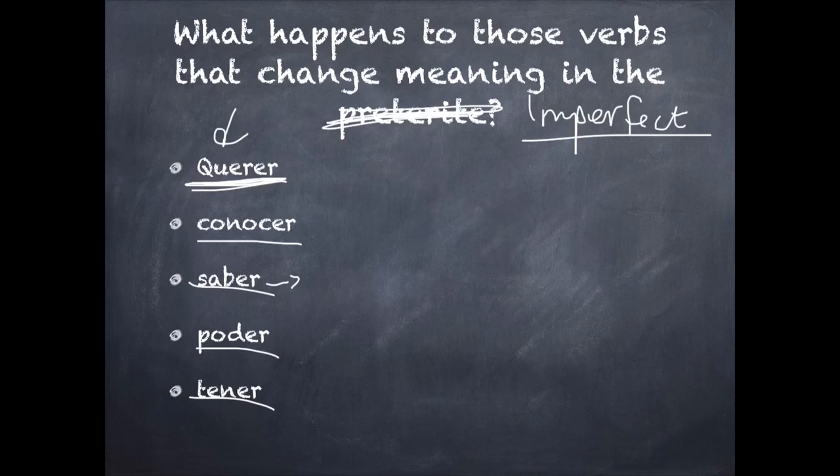Yo sabía que era muy difícil. I knew it was very difficult. Poder, to be able to. Yo no podía venir a la fiesta. I could not make it to the party. Tener. Yo tenía tres hermanos. I had three brothers, in the past. So they actually don't change meaning.